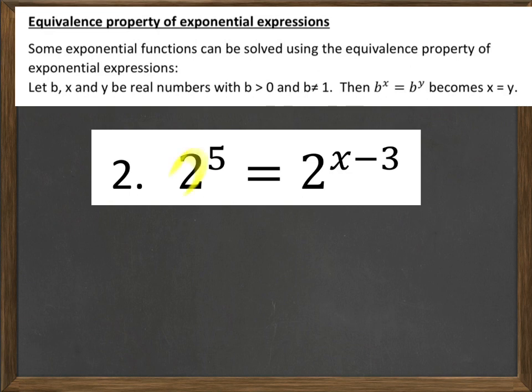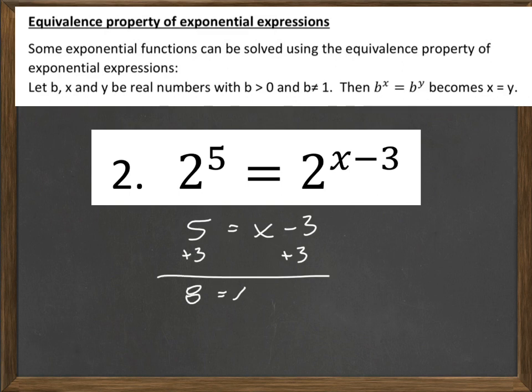Again, we can see that the bases are the same. Both of them are 2's, right? And the whole expressions are the same because we're being told that they're equal to each other. So we just logically reason that the only way for this statement to be true is if the exponents are identical. So again, we have a simple linear equation, 5 equals x minus 3. So we add 3, and we get 8 equals x.